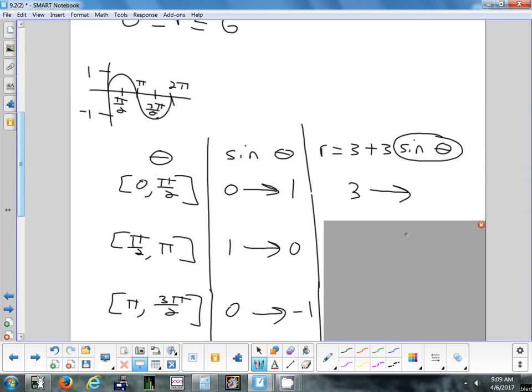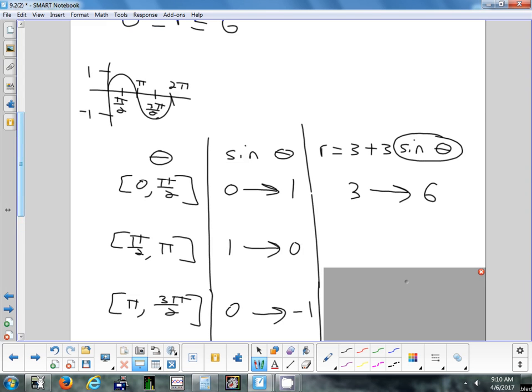And then, let's see what happens. If sine is 1, what's 1 times 3? And then plus 3. So in this section, the radius is going to grow from 3 to 6. It kind of reminds me of like the vertical shift, horizontal shift stuff. The shifts? Yep. Yeah, we'll talk a little bit about some shifts too.